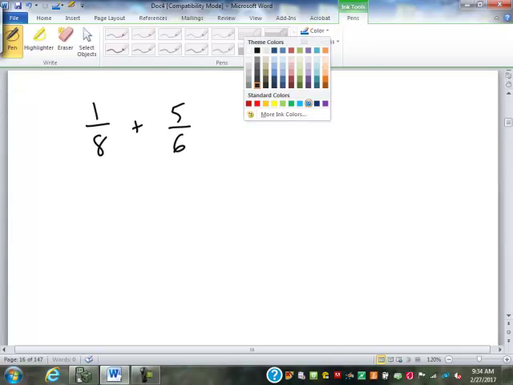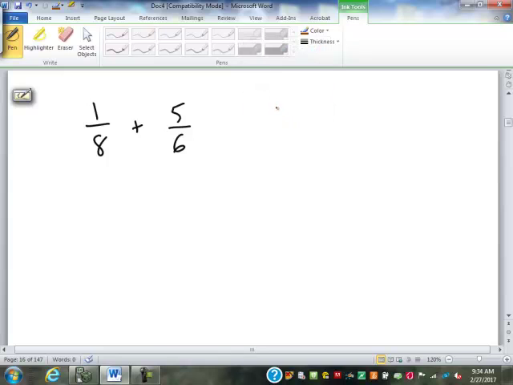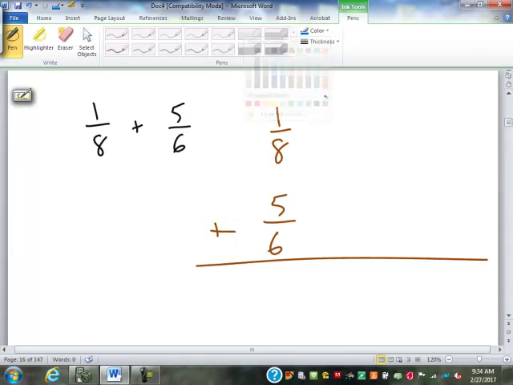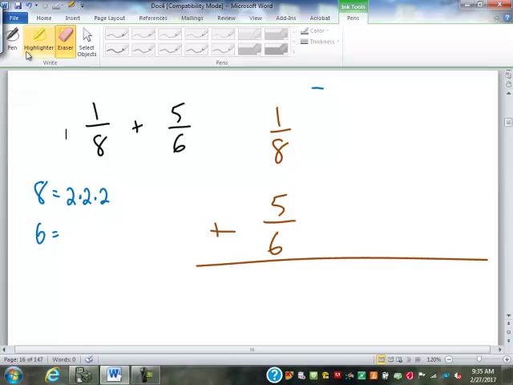So here we've got 1/8 and 5/6. Again, I'm going to write them vertically. Now we need to find a common denominator. With the numbers, some of you may be good at just looking at them and figuring out what that common denominator is. But I'm going to go ahead and factor these. 8 is factored into 2 times 2 times 2. 6 factors into 2 times 3.